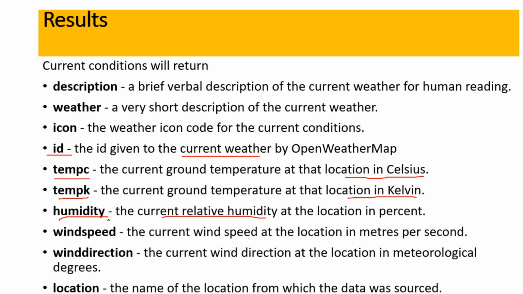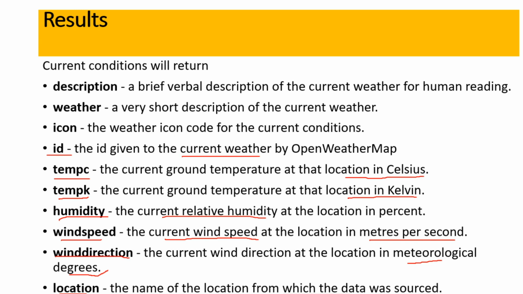The humidity is the current relative humidity at the current location in terms of percentage. The wind speed is the current wind speed at the location in meters per second. The wind direction is the current wind direction at the location in meteorological degrees. And the location is the name of the location from which the data was sourced.